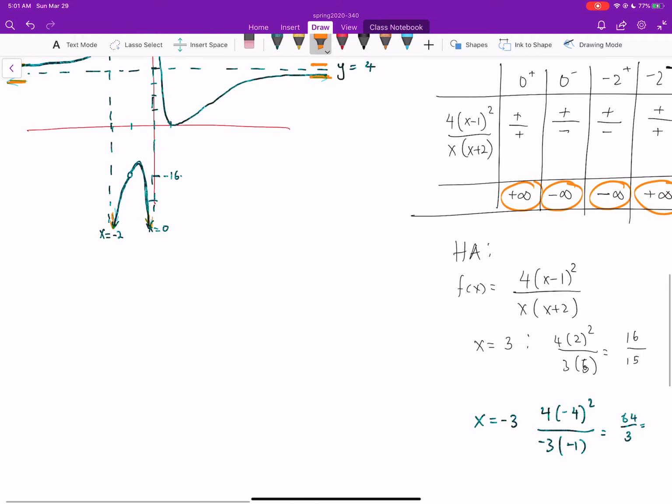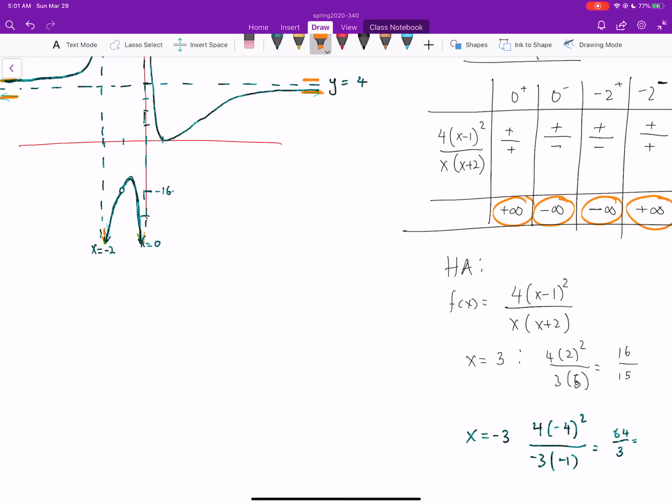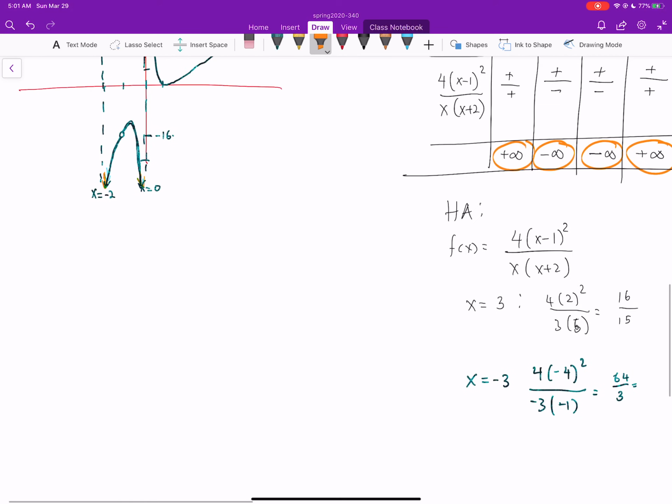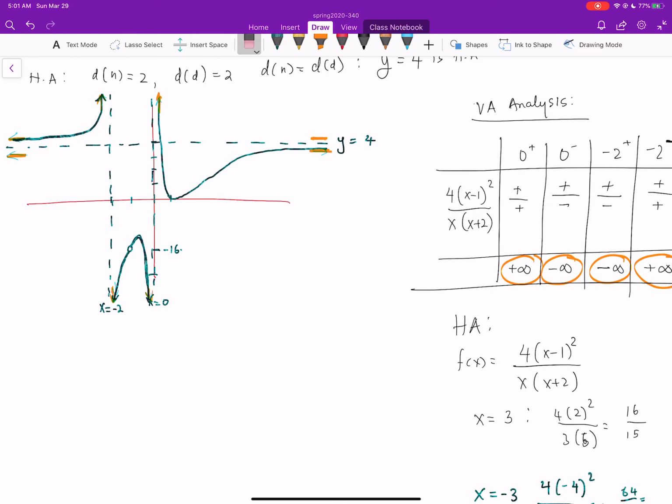And then on the other side, if you plug in -3, you end up with this huge number, 64 over 3, which is bigger than 4. So we know that we don't need that piece, and we don't need that piece.